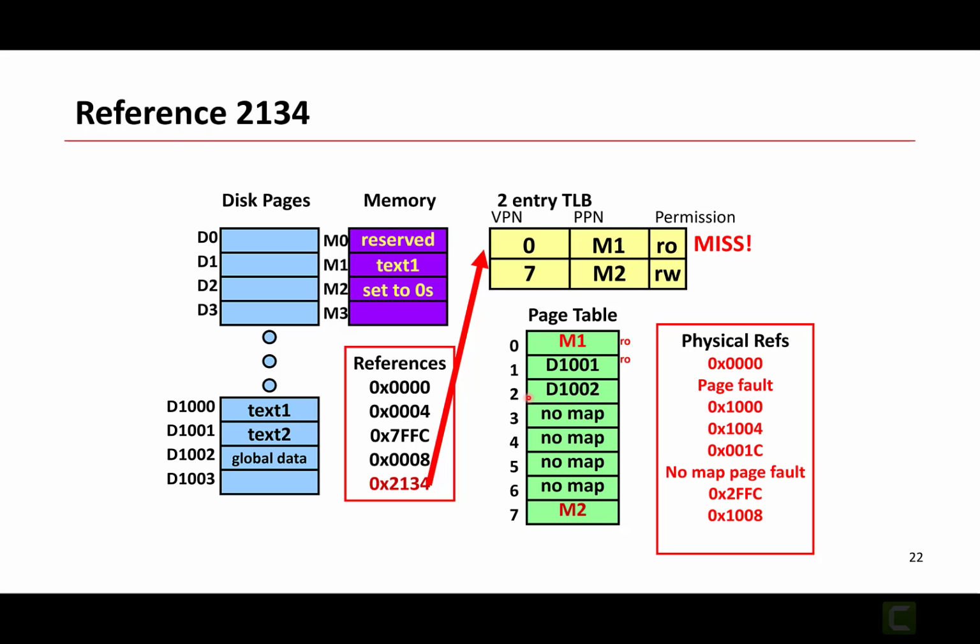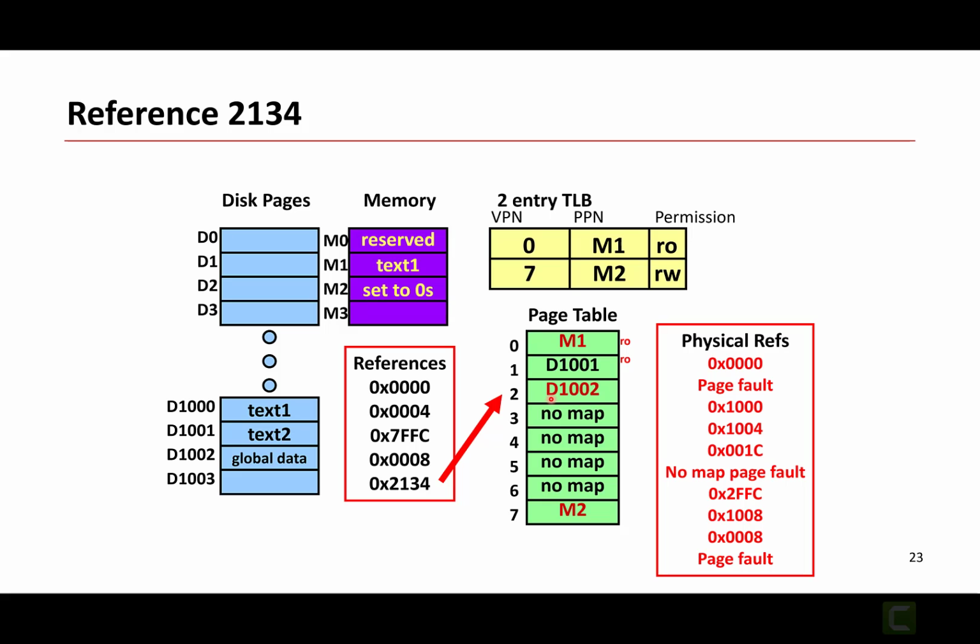Well, in this case, even though this is a data access, there is an entry for it, and it's on the disk. So it is a page fault, but this page fault would require that I go and access the global data segment, and then the global data segment would be brought back into the main memory, and then a corresponding entry would be allocated in the TLB as well.